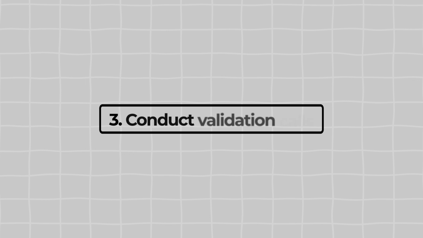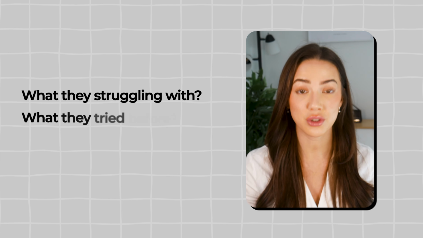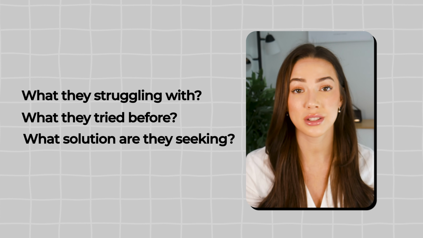Step number 3 is conduct validation calls. Now, this step makes people very nervous, but it is so crucial. So once you have an idea for a product, program, or service that you want to sell, you need to have real conversations with your target audience. So I want you to book 7 to 10 Zoom calls with people who you would consider to be potential ICAs for your business. So I want you to be asking them what they're struggling with, what they've tried before, and what kind of solutions that they're looking for.